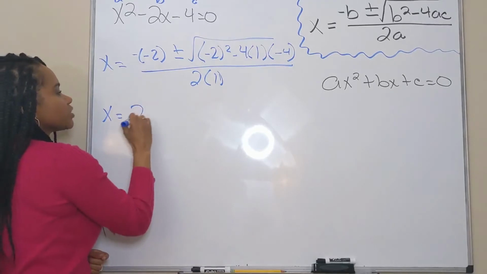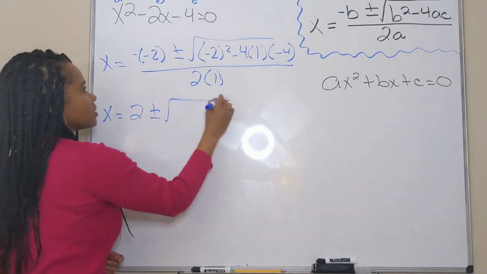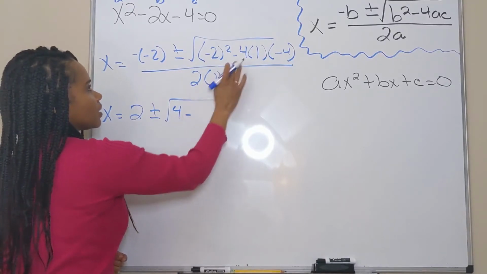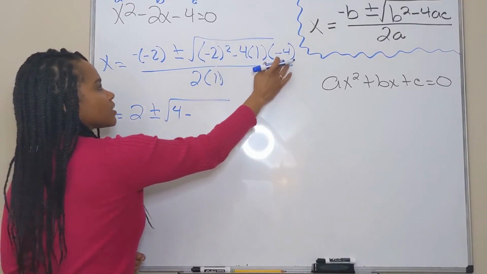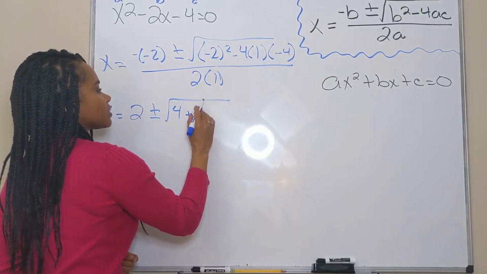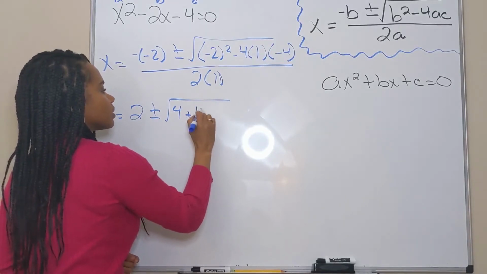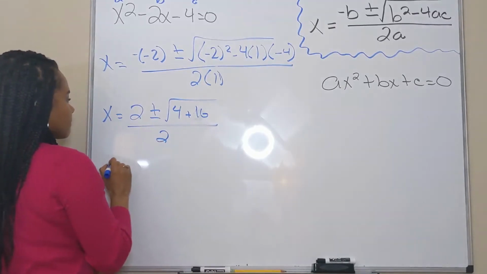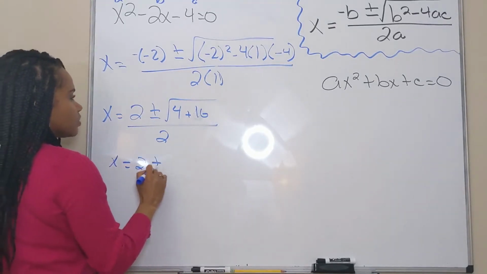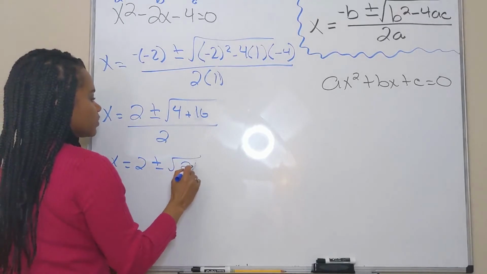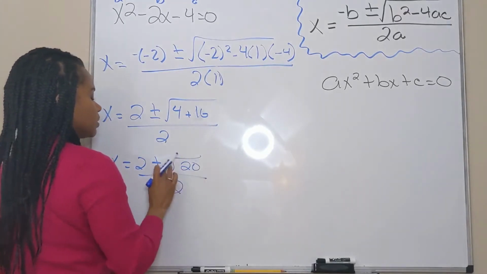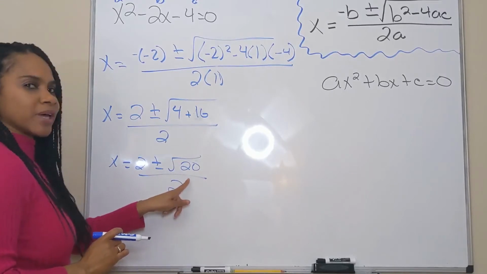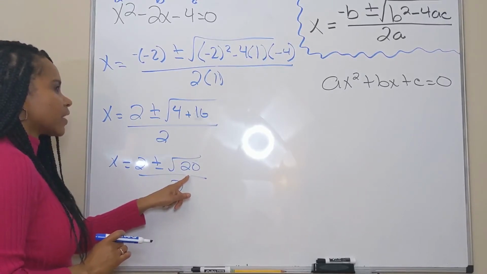Negative times negative, that's 2, plus or minus. Negative 2 squared, that's 4. Negative 4 times 1 times negative 4 is a positive 16. All over 2. And x is equal to 2 plus or minus the square root of 20. What do we notice here? 20 is not a perfect square, so we're going to have to do something with that radical to simplify it.